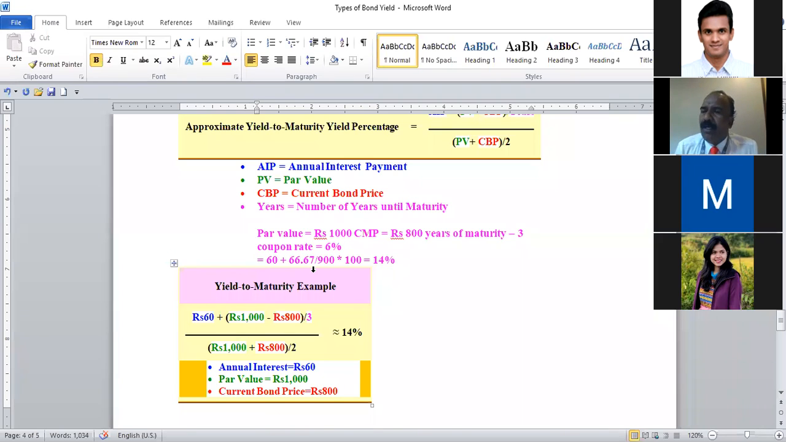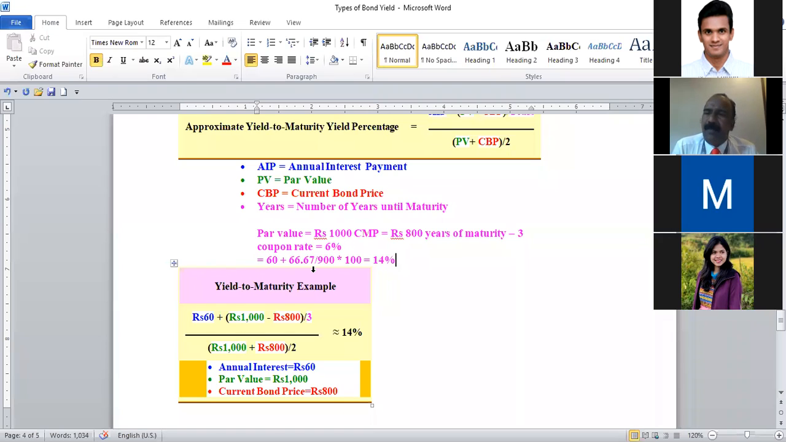All of you got it? Before you calculate your answer, you can guess how much it will be. The market price is 800 and the par value is 1000. That means a discount bond. For a discount bond, the yield is higher than the nominal yield. Nominal yield is 6%, so the answer should be more than 6%.